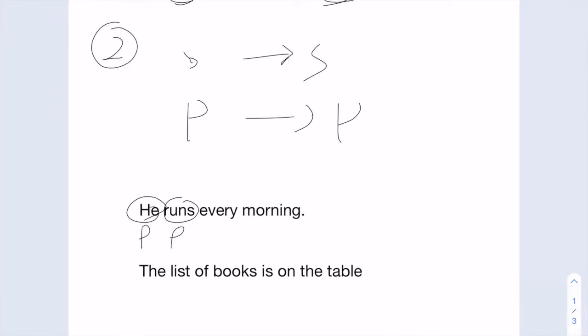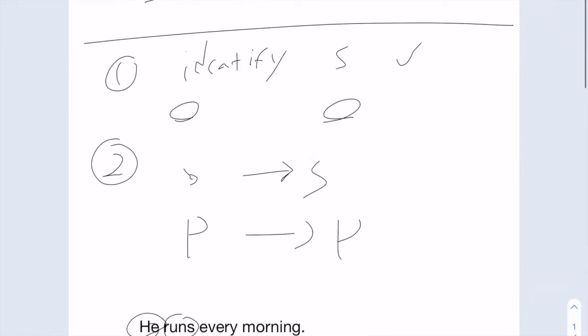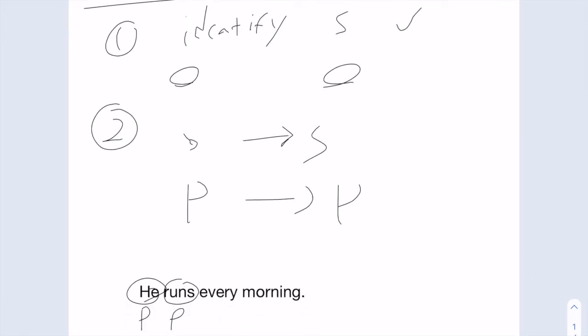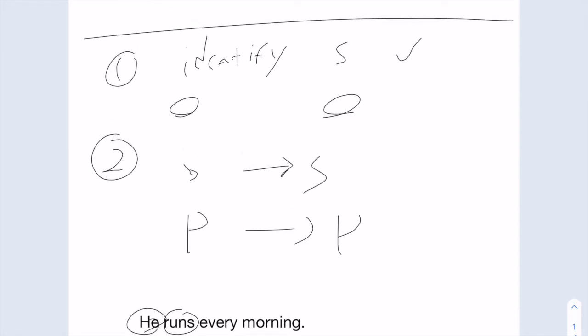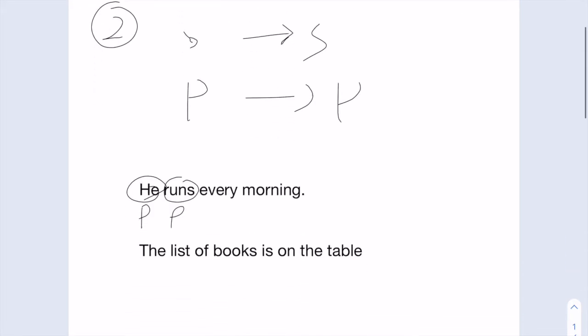So this is the simplest example of what we just did, but the more complicated ones are those where it may be hard to identify the subject or the verb. See, "The list of books is on the table." Oh, what's on the table? Books. So why isn't books a plural subject, with the verb also having to be plural? No.